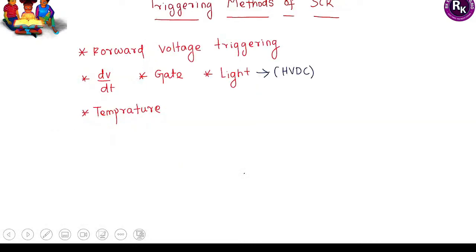Now, when we are talking about different types of triggering methods in SCR, of course, we have forward voltage triggering, dV by dt triggering, and gate triggering. Then we have light triggering and temperature triggering. Out of all these methods, which is the most peaceful method for our power system? See, in power systems, nowadays people have started adopting HVDC transmission lines, we know. So especially in HVDC transmission lines, we will be using light triggering. That is one of the interview questions.